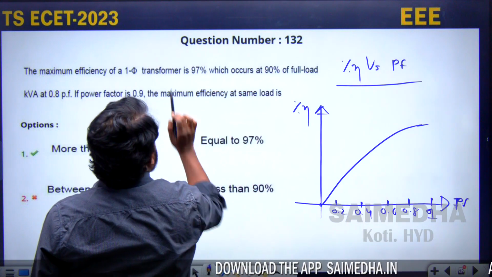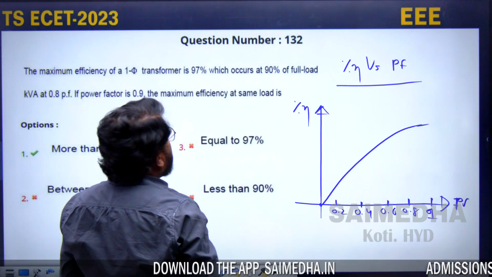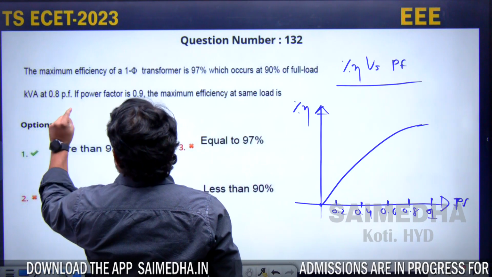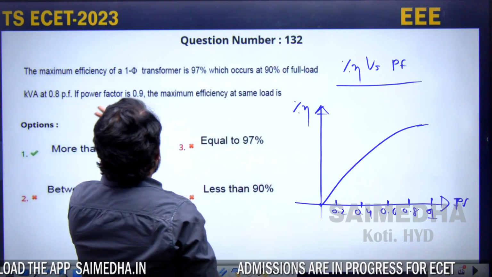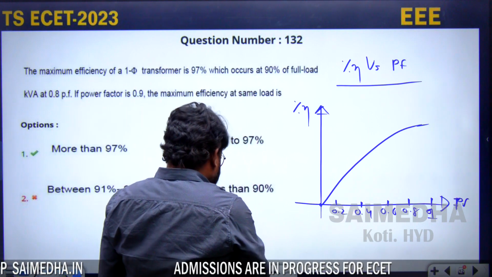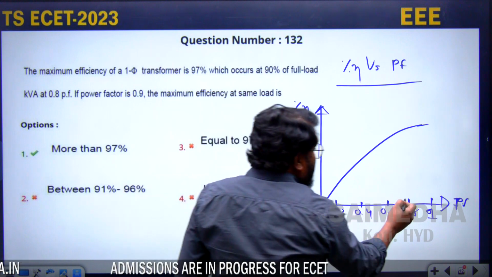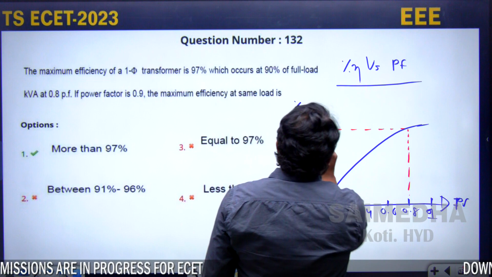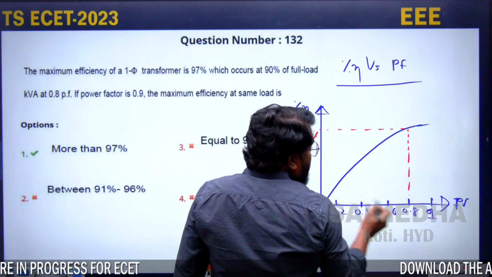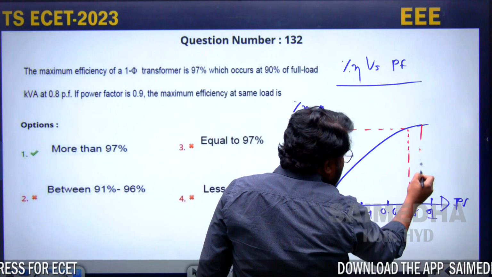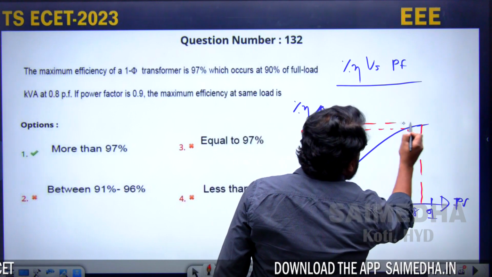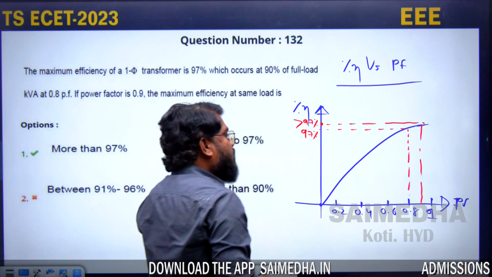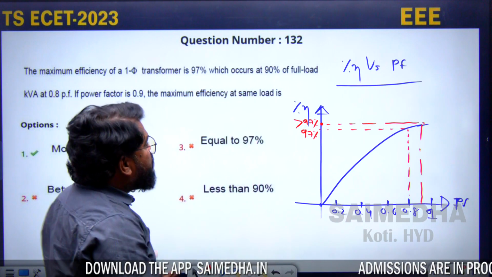So the maximum efficiency of the single phase transformer is at 90% of the full load current at 0.8 power factor. Now the power factor is 0.9. Then what will happen? Initially at 0.8 power factor, under this condition, the efficiency is equal to 97%. Now at 0.9 it is definitely more than that, so it is greater than 97%. So like this we can answer, and the other way we can also find it out.